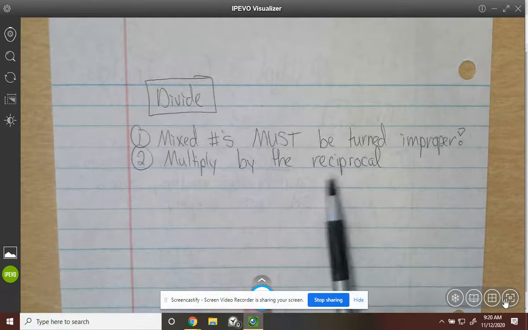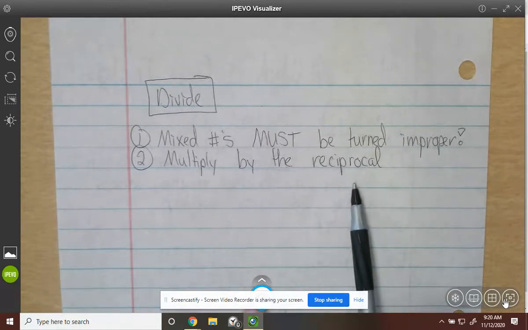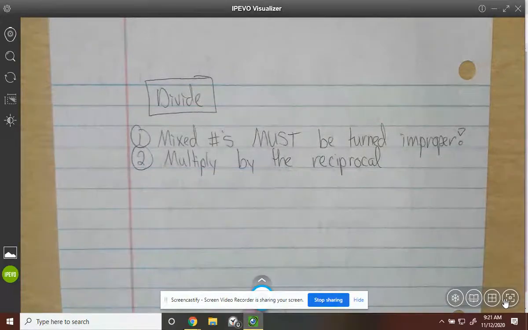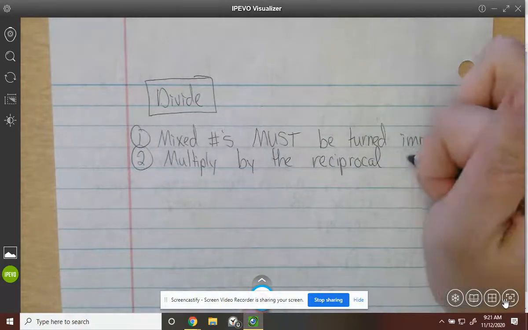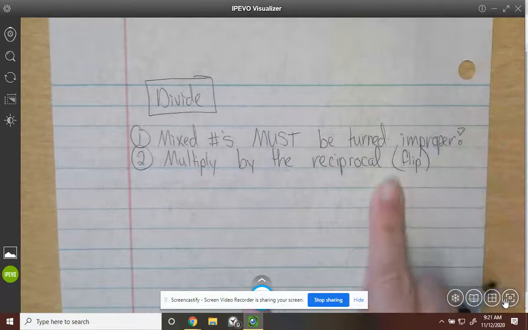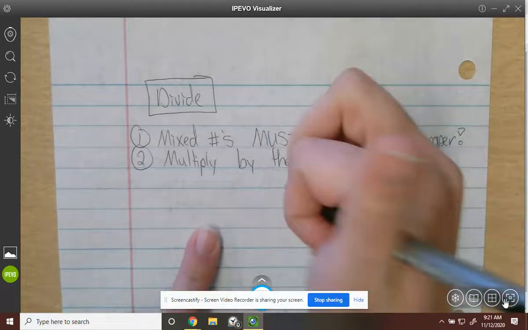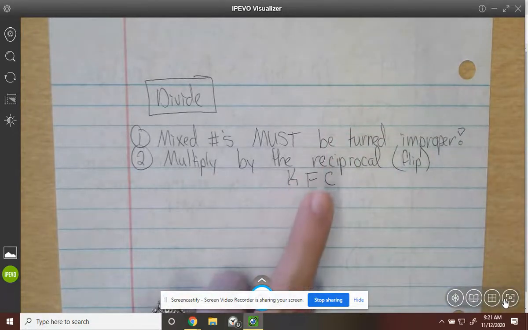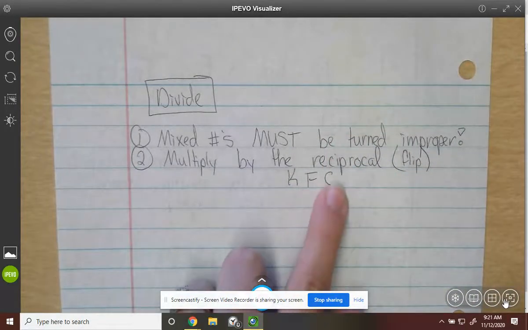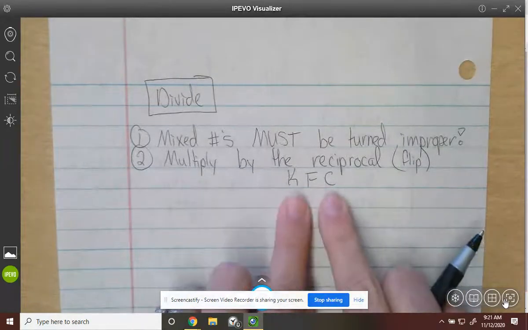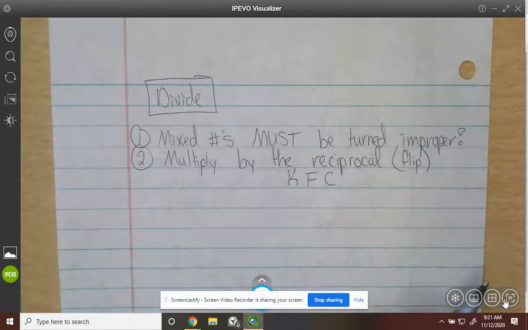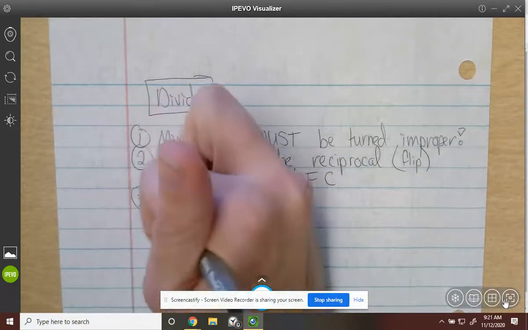The reason I use that word reciprocal is because on the MAP test, you're not going to see multiply it by its flip or KFC it. You're going to see the word reciprocal, and I need you to know what that means. In everyday terms, that really means the flip of the fraction. You guys know this as KFC. Keep the first, flip the second, change my sign. I'm fine with you guys using that. I just want you to know what that word means. That word means the flip of the fraction. Okay, last step is to simplify.